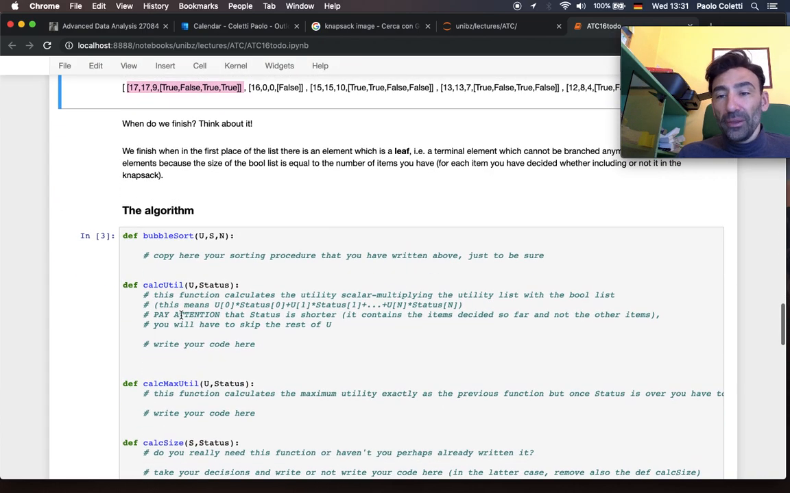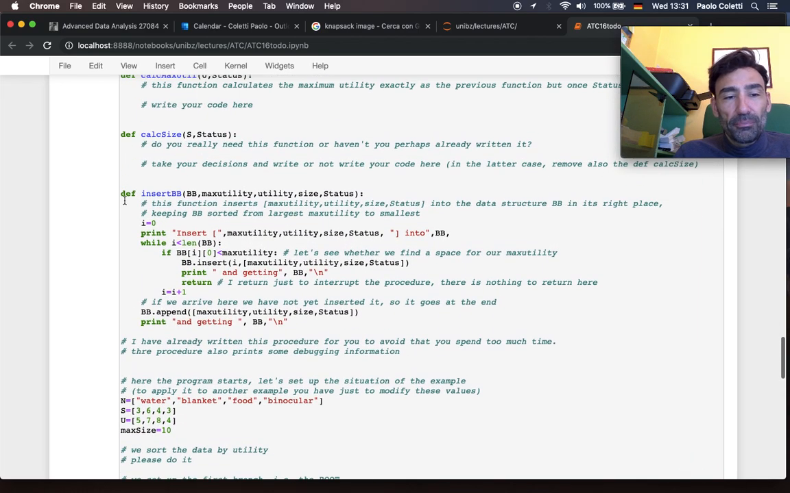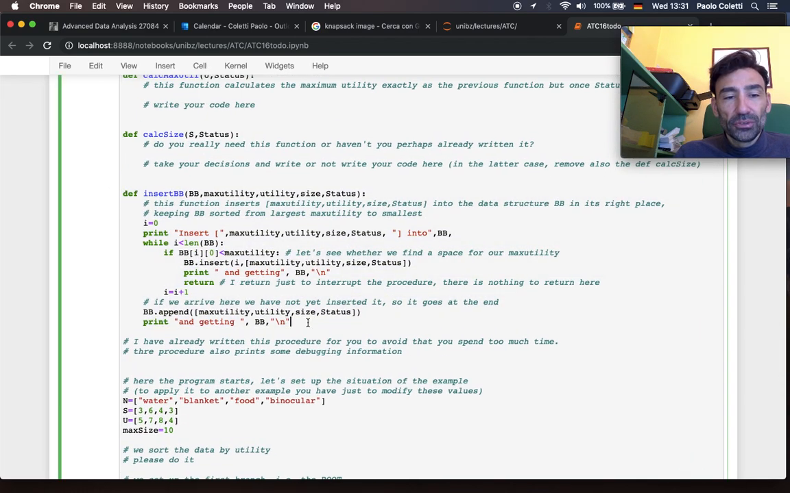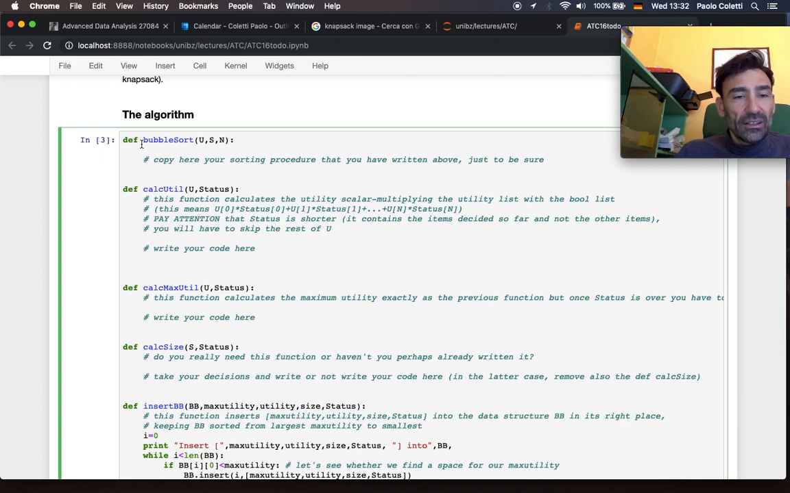And now the algorithm, which unfortunately you have to develop yourself. I have put here some comments. First of all, I have built a procedure already for you. Then I've decided to give you a little schema so you don't get lost completely. Here, copy your sorting procedure that I've written above. Just to be sure, you copy it.